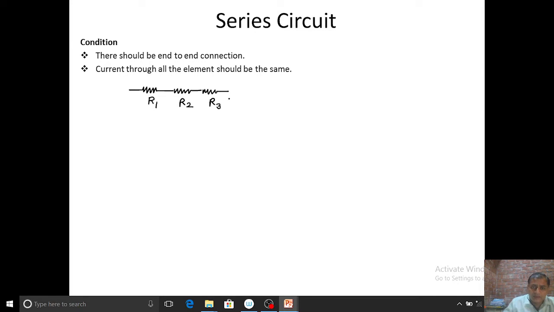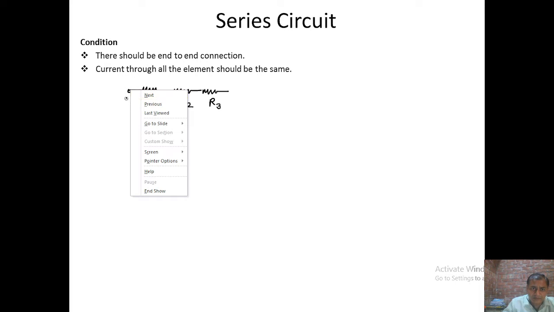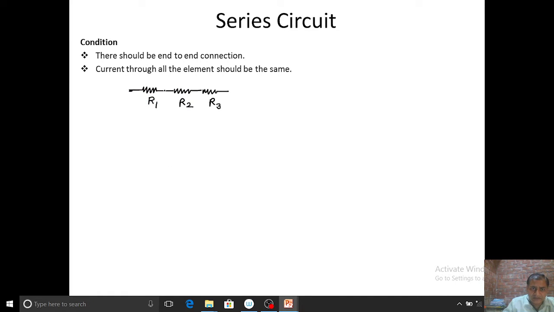Maybe many resistances are connected in series. This is an end-to-end connection. This is the first point, and this is the second point. End-to-end connection means the end point of R1 is connected to the starting point of R2, and the end point of R2 is connected to the starting point of R3. So this is the end-to-end connection.